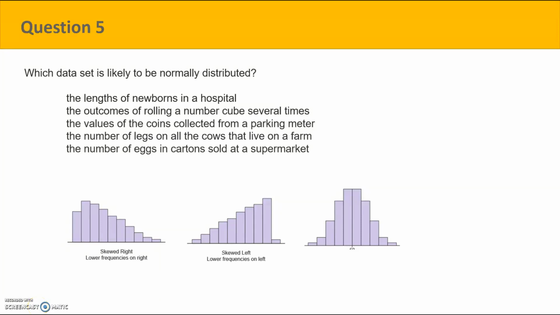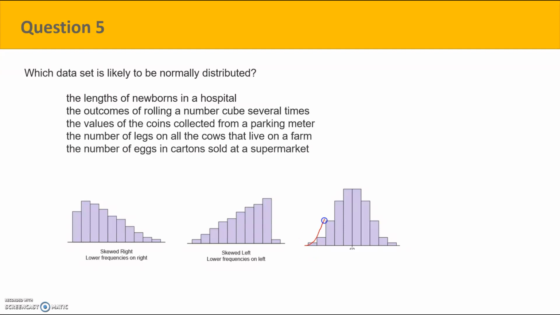Question 5. Which data set is likely to be normally distributed? Remember normal distribution. A normal distribution looks like a bell curve. This picture here is skewed to the right, but the distribution is more concentrated on the left side. This is skewed to the left. It's concentrated more to the right.